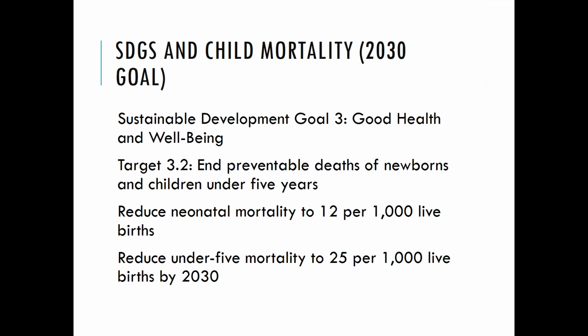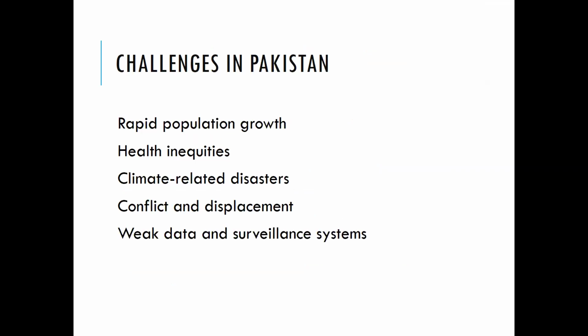For 2030, the SDG goals are as follows. Sustainable Development Goal 3 focuses on good health and well-being. Target 3.2 is to end preventable deaths of newborns and children under 5 years, reducing neonatal mortality to 12 per 1,000 live births by 2030, and reducing under-5 mortality to 25 per 1,000 live births by 2030.